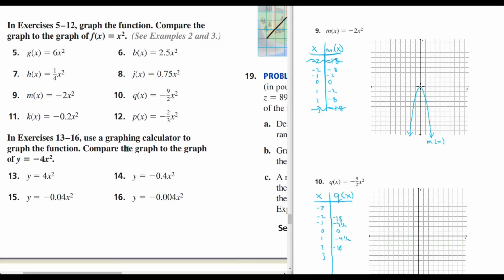So thinking of those transformations, with the parent function, you would have the points 0, 0, 1, 1, negative 1, 1, 2, 4, negative 2, 4, 3, 9, and negative 3, 9. That's the parent function. So that's not actually our graph. That's the parent function.